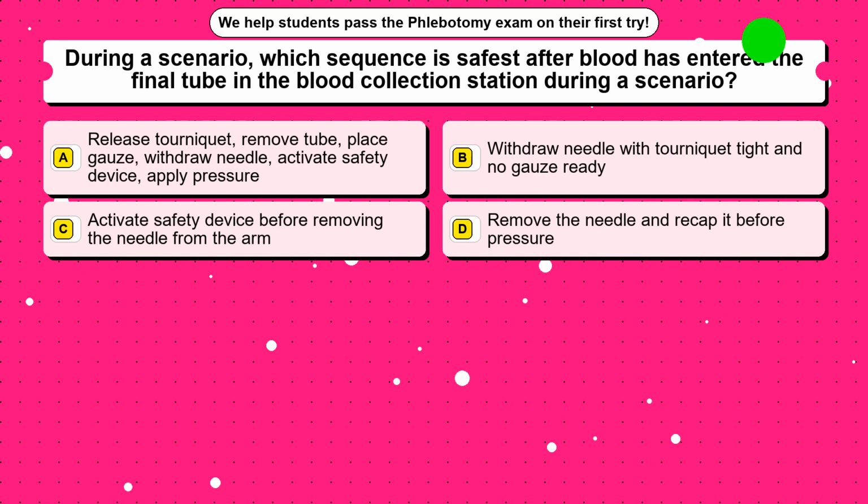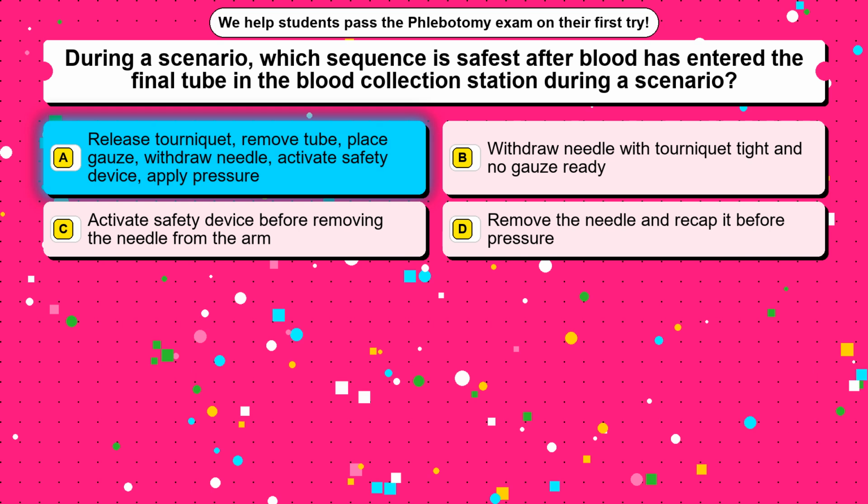Question 60. During a scenario, which sequence is safest after blood has entered the final tube in the blood collection station during a scenario? Option A. Release tourniquet, remove tube, place gauze, withdraw needle, activate safety device, apply pressure. Option B, withdraw needle with tourniquet tight and no gauze ready. Option C, activate safety device before removing the needle from the arm. Option D, remove the needle and recap it before pressure. The correct answer is option A.